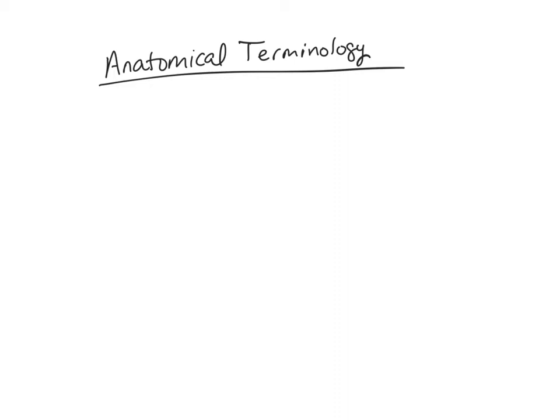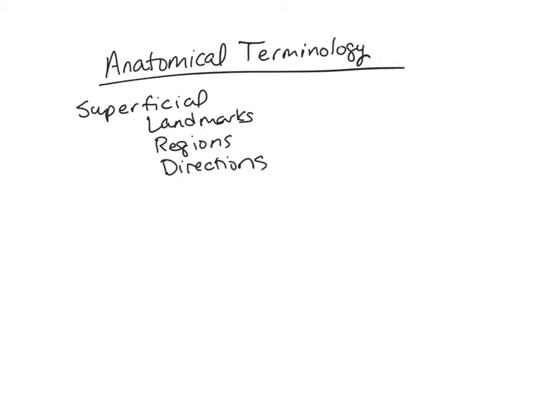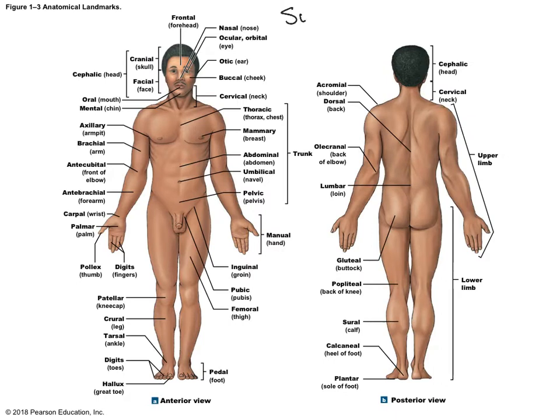In this video, we're going to talk about terminology. This is the language you'll be using for the rest of the semester. So we're going to look at superficial anatomy, where we're going to look at anatomical landmarks and anatomical regions and anatomical directions. Then we're going to look at sectional anatomy and look at planes and sections of the body and body cavities. We'll start by looking at superficial anatomy. So this is anatomy that you can see from the outside, and we'll look at anatomical landmarks.